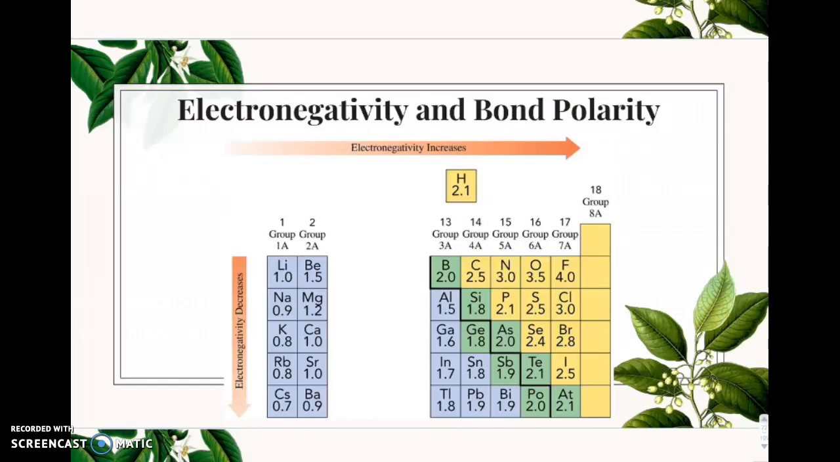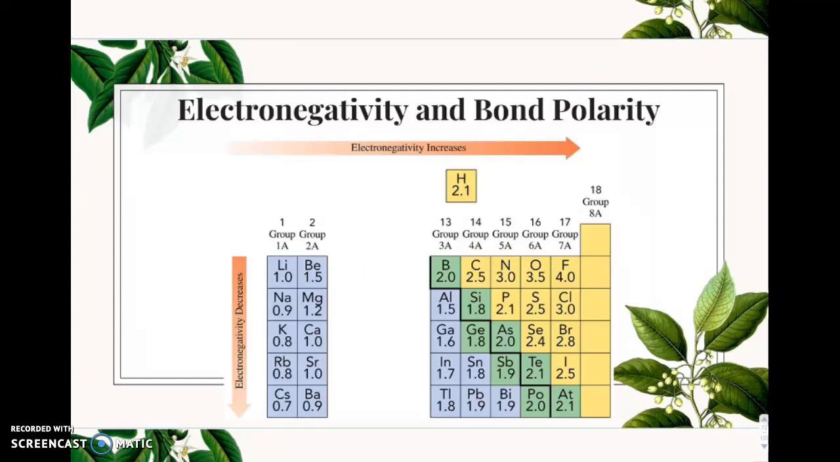All right, so we're going to finish our chapter 6. We're going to start by talking about electronegativity and bond polarity. So we mentioned electronegativity a little bit last time with putting the least electronegative element in the middle of your Lewis structure, but we're going to talk about what that is.